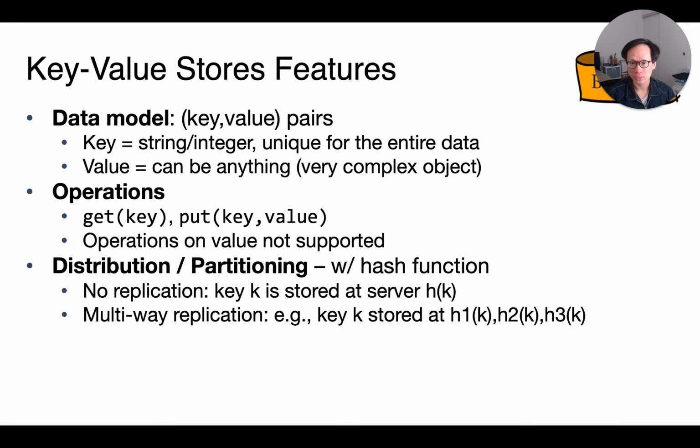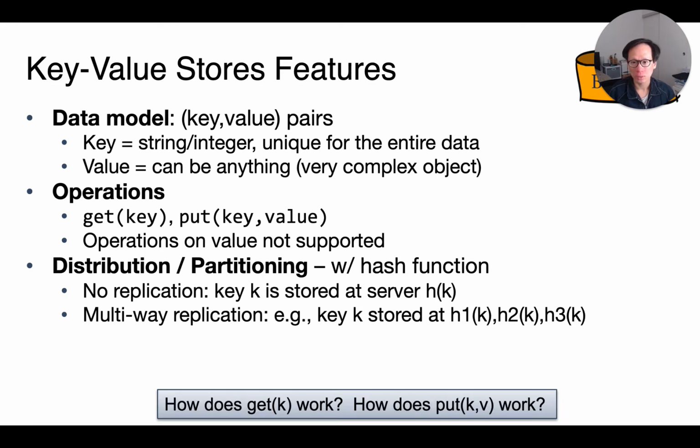Why are we doing this? Because now we can easily distribute the key value pairs across multiple machines. Just use a hash function on the key and distribute the key value pair based on the returned hash value. Similarly, we can also replicate a given key value pair by running its key through multiple hash functions. And getting and putting these key value pairs are also very easy.